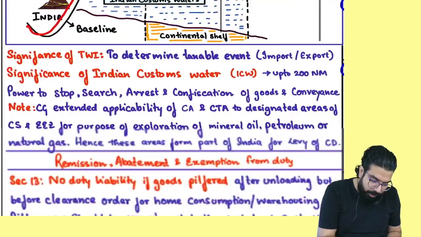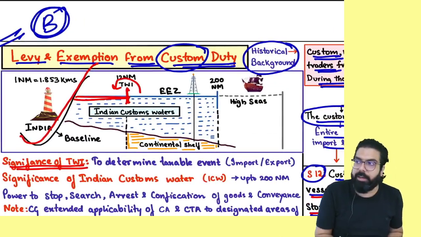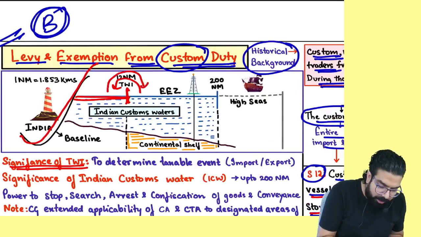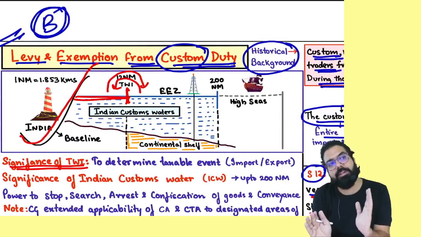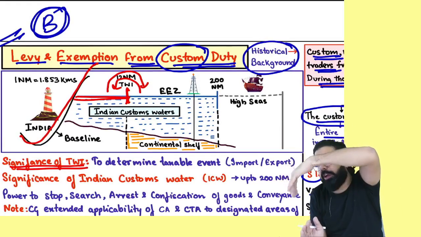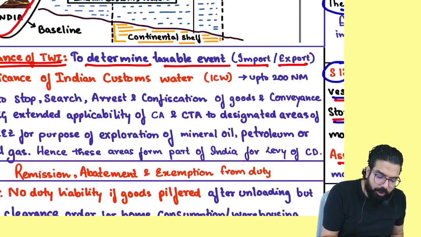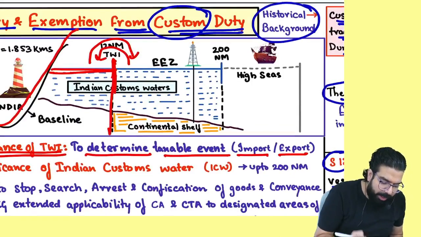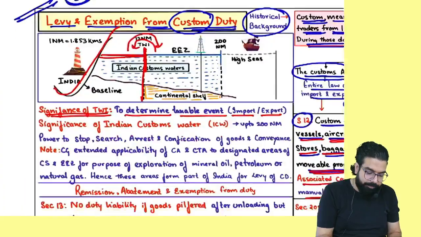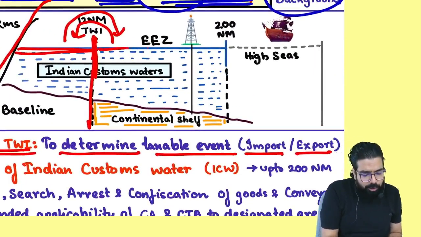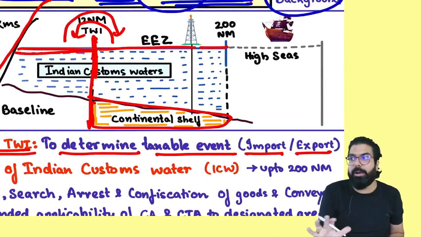But the significance of the territorial water is what? Whenever one ship comes inside the territorial water, when the ship enters the territorial water, it is import. Whenever the ship goes outside the territorial water, it will be export. They are telling that to determine the taxable event, import or export, it is important to know where the Indian territorial waters are. Now listen. Sir, this exclusive economic zone and continental shelf are not India? No, it is not India.